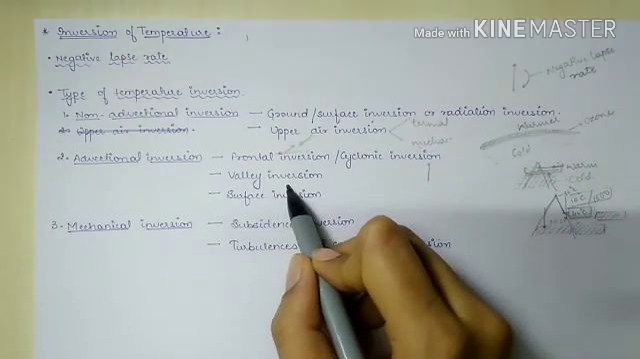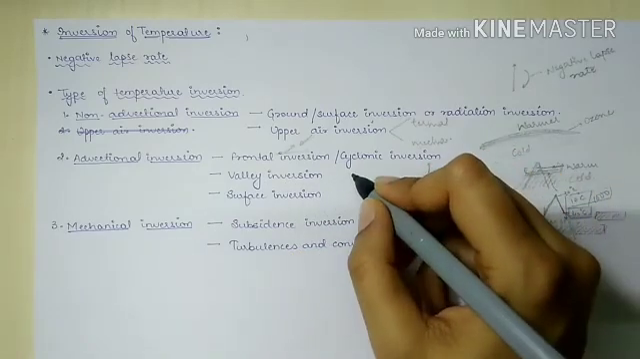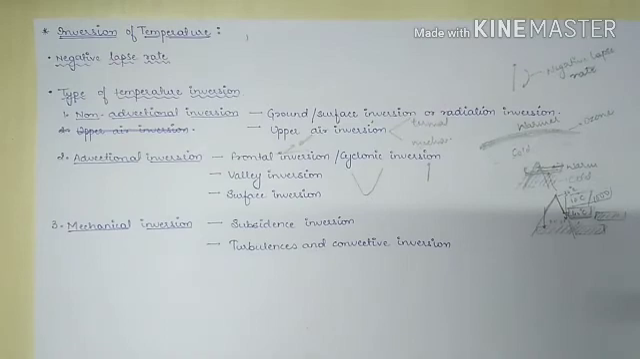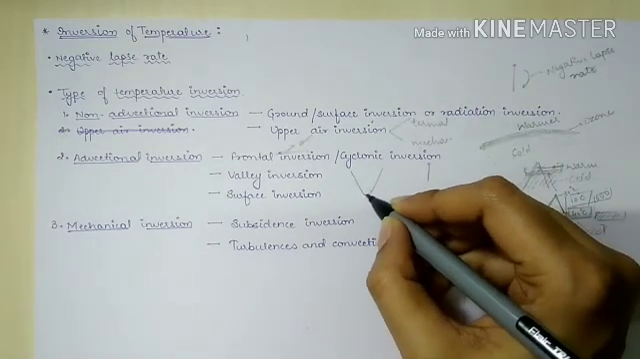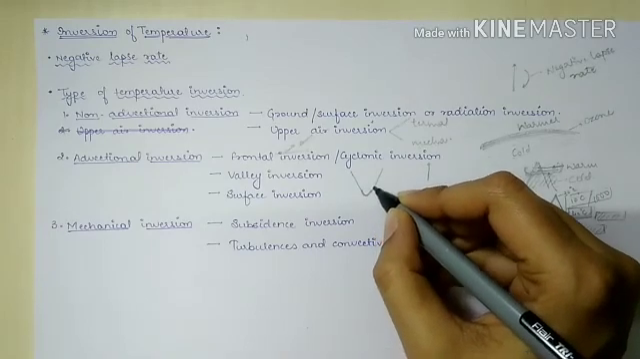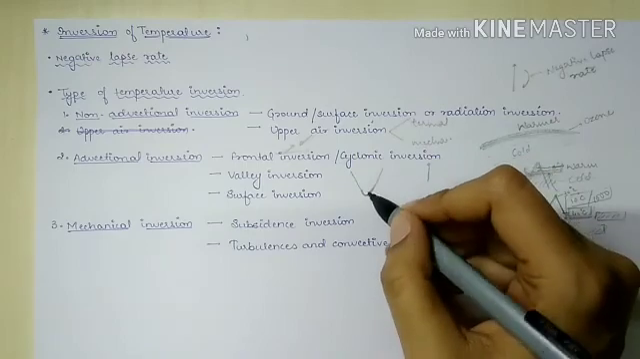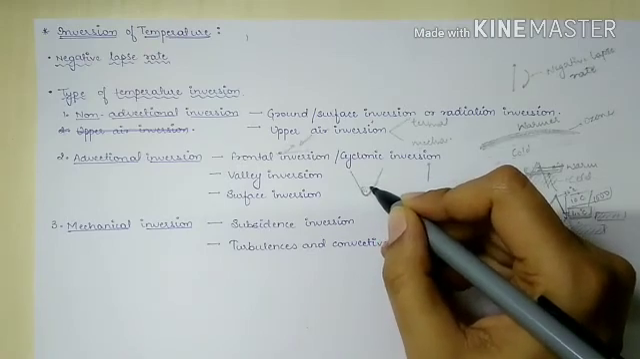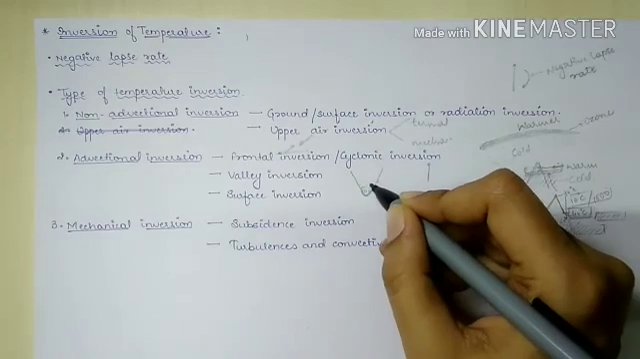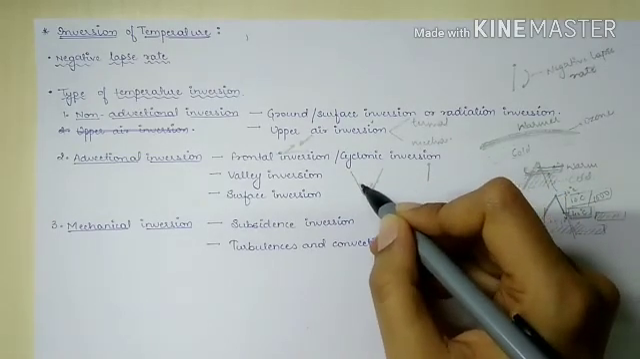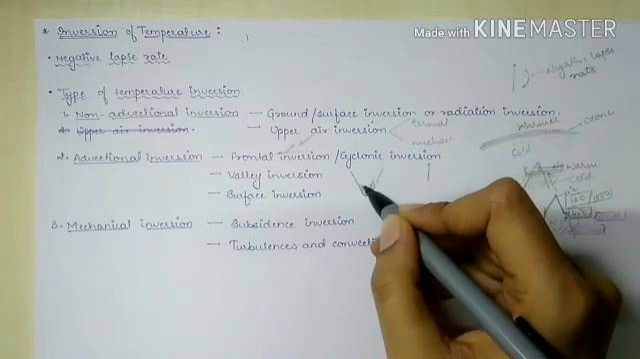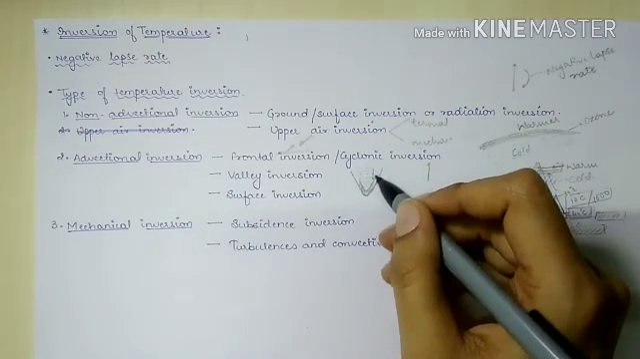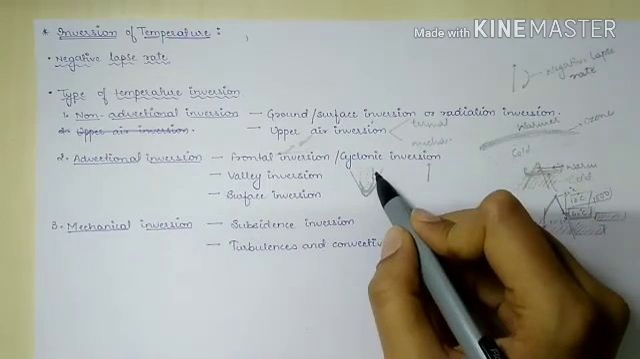Next we have valley inversion. Here, during winter times, this is the valley. The temperature of the ground surface becomes excessively low, and because of which the air coming in contact with this ground surface also becomes cold. So we have cold air present below, and the warmer air is present above. So hence we can experience valley inversion and inversion of temperature.